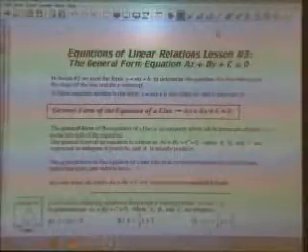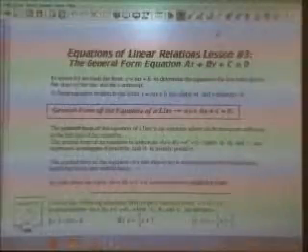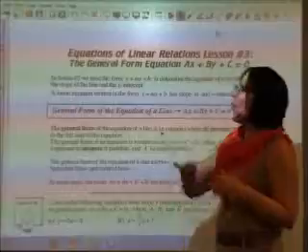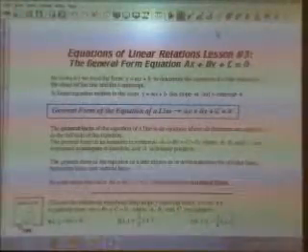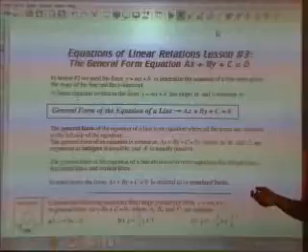Lesson number 3, the general form of an equation. So what we looked at in lesson 1 and in lesson 2 was what we called the slope y-intercept form of a linear equation, y equals mx plus b. M was the slope, b was the y-intercept. What we look at now is the general form of the equation of a line.